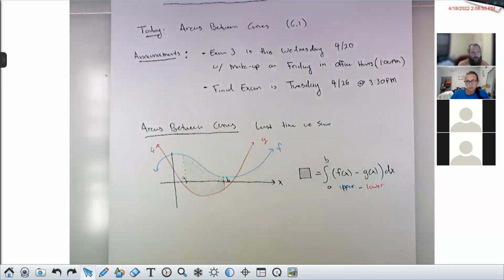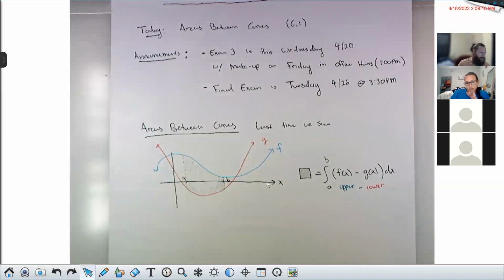We also have seen that if the curves were to trade places, like here, maybe if I wanted the area between those curves from here to here, then you'd have to do two separate integrals, because who is the upper and who is the lower, they swap.